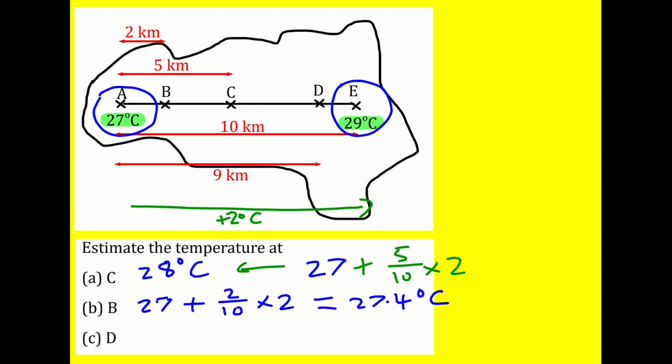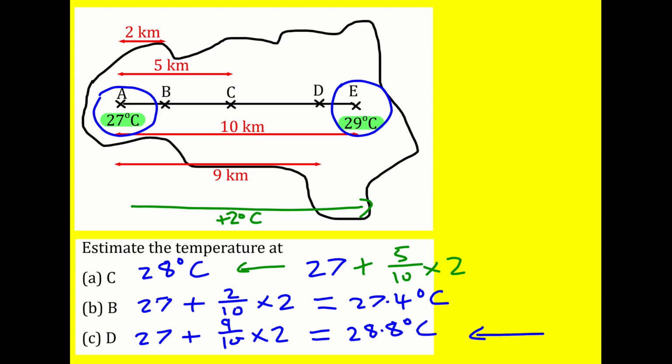If you're with me now, you wouldn't have known B and D at the start, so pause the video and have a go to find what the answer to D would be. Well, in this case, it's going to be very similar. We're starting at 27, and this time we're going 9 of the 10 kilometers. So my fractional increase in temperature, I can assume, is also going to be 9/10 of the 2 degrees Celsius, and that's going to be 1.8, so I'm going to get 28.8 degrees Celsius.